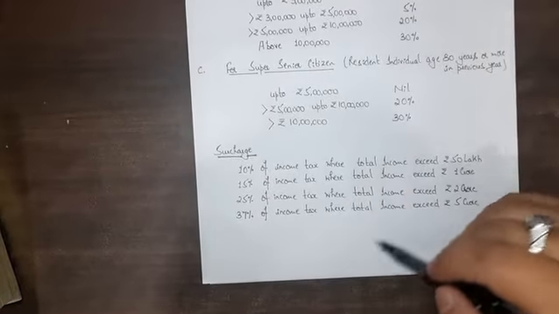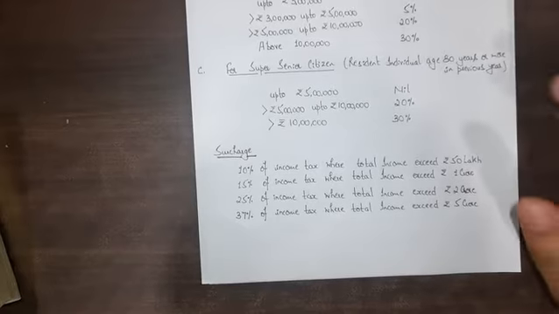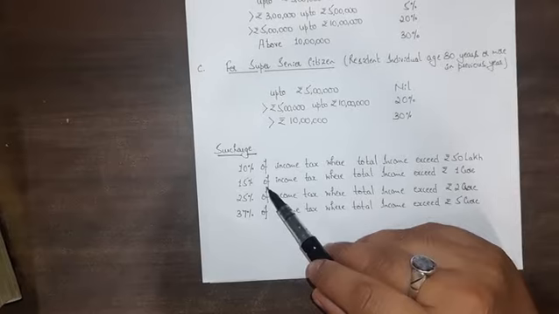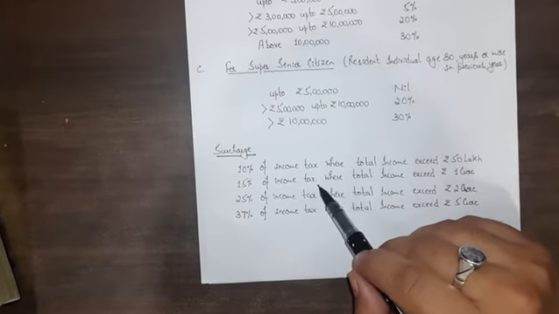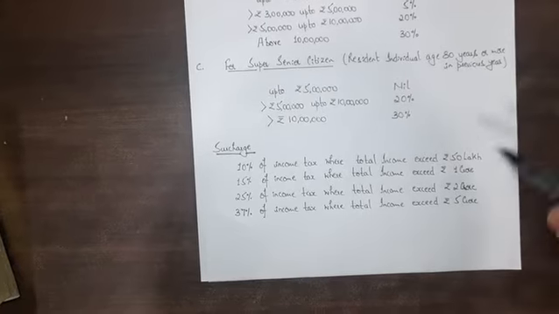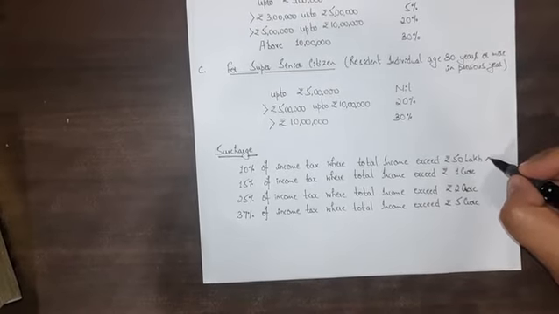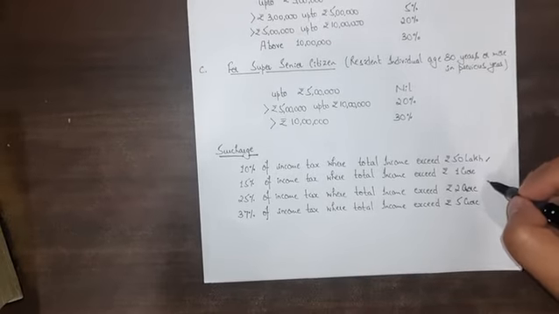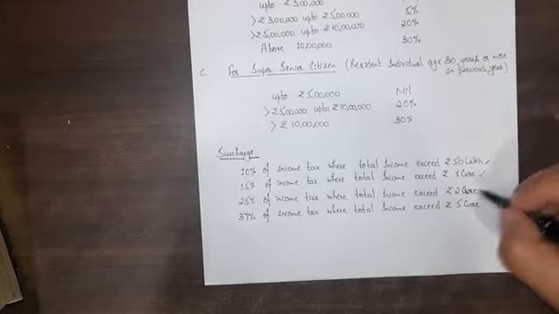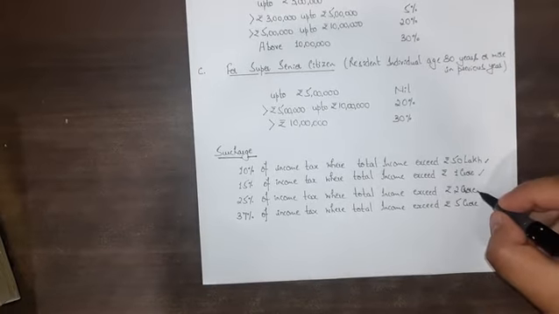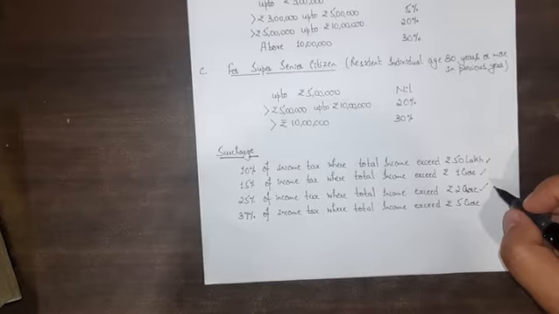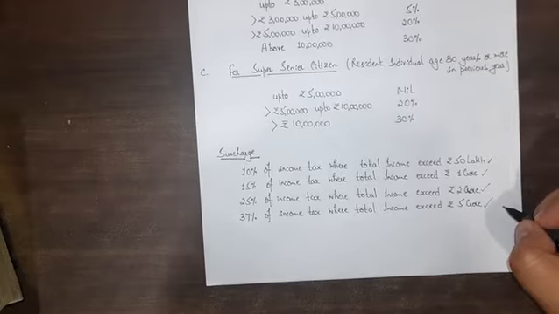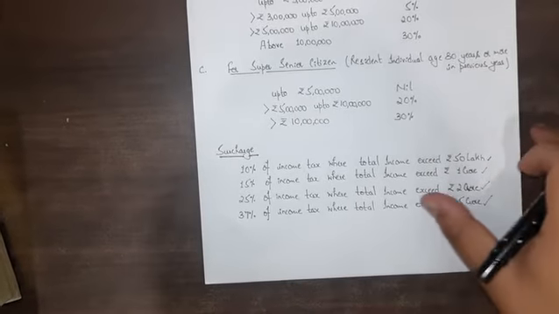Let's talk about surcharge applicable to this particular category of SSEs. There will be surcharge of 10% of income tax where total income exceeds 50 lakh. So if your income exceeds 50 lakh, you'll be applicable for surcharge of 10%. If your total income exceeds 1 crore, you'll be applicable for surcharge of 15%. If your total income exceeds 2 crores, surcharge of 25%. And if your total income exceeds 5 crores, surcharge of 37%.